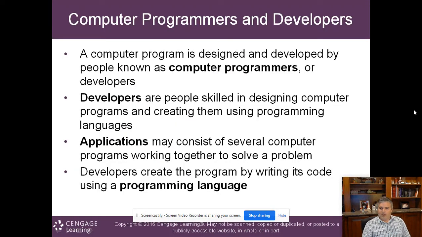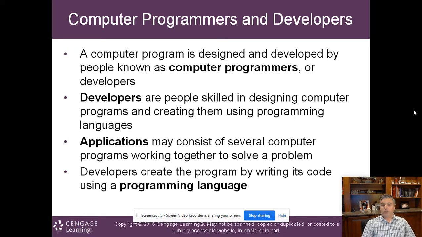A computer program is designed and developed by people known as computer programmers or developers or engineers or analysts. There's lots of different terms depending on where you work, what they're going to call you. I've worked at many different companies and I've had many different titles at those companies. Sometimes I'm just called a programmer, sometimes a software engineer, sometimes a software analyst, I've been called a software consultant. It all depends on what the company decides to call their employees.